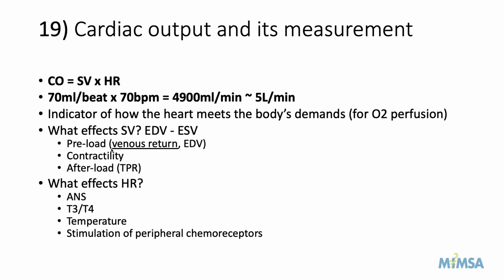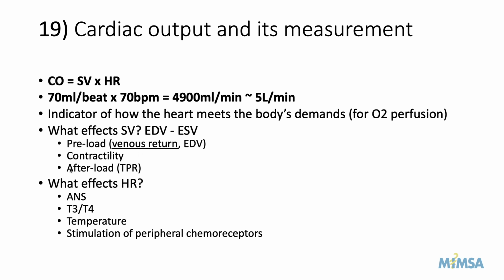Contractility also affects stroke volume. So I didn't explain how venous return affects it. The reason why preload affects stroke volume is that if you increase your end diastolic volume, obviously you're increasing your stroke volume. And also because increased venous return via the Frank-Starling mechanism increases contractility, it also increases the amount of blood that gets pushed out. And then you also have contractility. So if your heart is pumping with greater force, it's able to push more blood out. So that also increases your stroke volume.